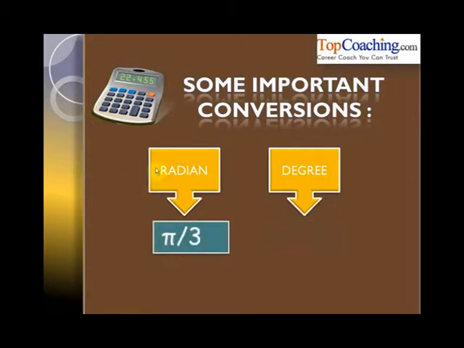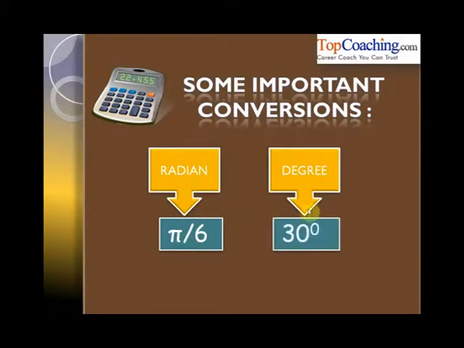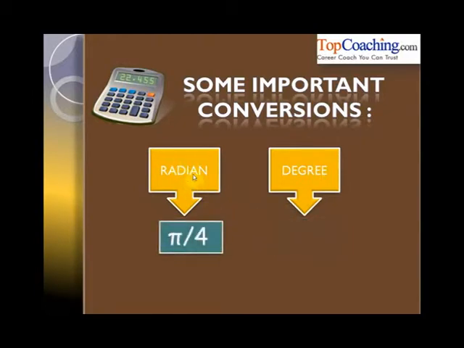If the measure of angle is pi by 3 radians, then in degree form this is equivalent to 60 degrees. Similarly, if the angle is pi by 6 radians, then in degree form it is equal to 30 degrees. Now if the angle is equal to pi by 4, then in degree form this is equivalent to 45 degrees. So we can write an angle as 45 degrees or pi by 4. Both are the same.